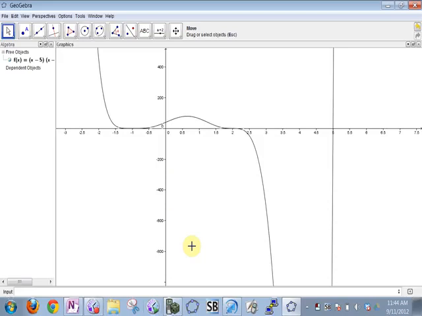That's a sign that this has what type of degree? Even. And since it's up on both sides, that tells me the leading coefficient is what? Positive. We'll go over that in a little bit more detail today.